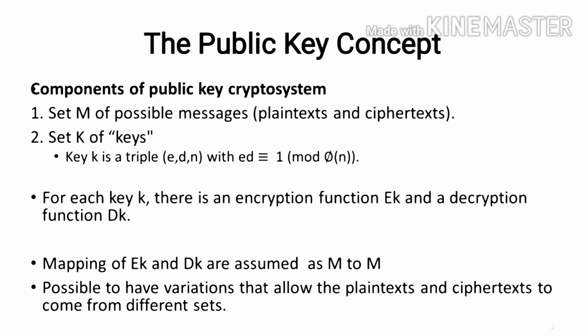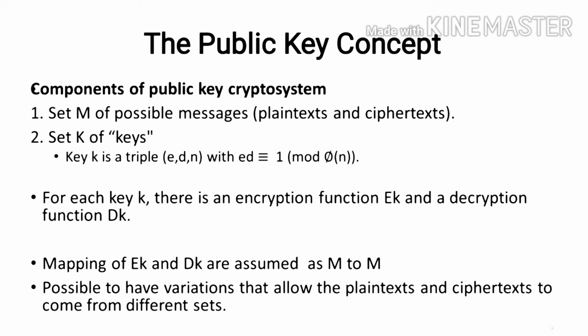A public key crypto system is built up of several components. First, there is the set M of possible messages, that is, the potential plain text and ciphertext. There is also the set K of keys. These are not exactly the encryption or the decryption keys in RSA. A key K is a triple E, D, N with ED congruent to 1 mod phi of N. For each key K, there is an encryption function EK and a decryption function DK.